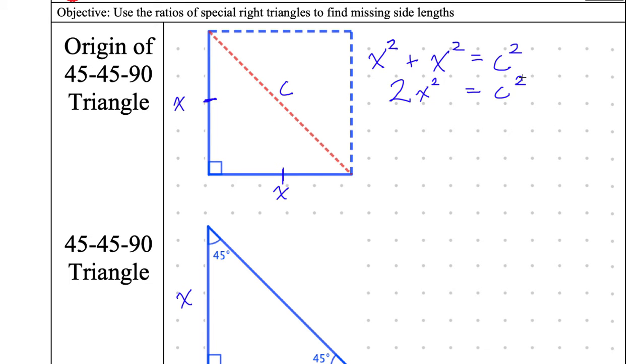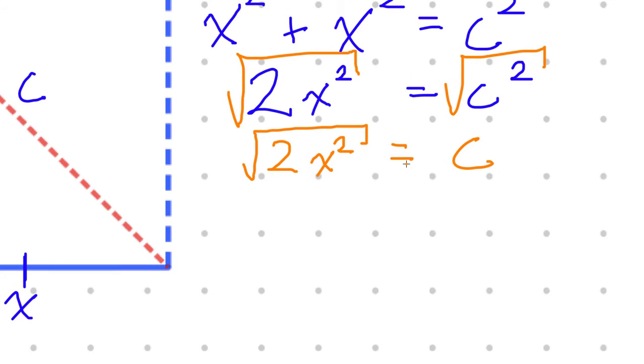What am I going to do to both sides right now to isolate c with a quiet raised hand? Yeah, Jenny, you have your card still? There it is. Square root both sides. And I now have the square root of 2x squared is equal to just c. So I can rewrite this square root of 2x squared specially.